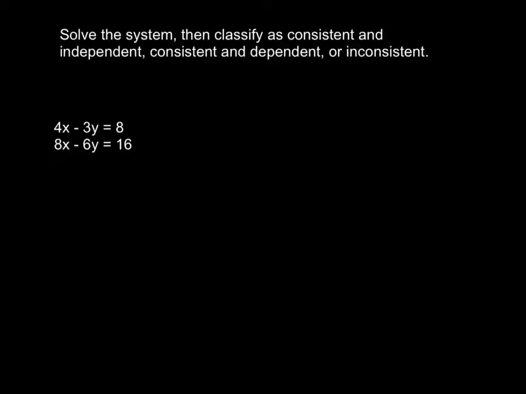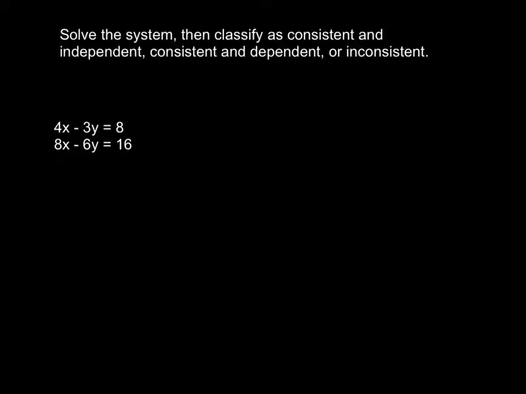And again, let's just go over what those are. So consistent and independent would be one intersection or one solution. Consistent and dependent would have infinitely many solutions. And inconsistent would have no intersections, therefore no solutions. So we have our system of equations here: 4x minus 3y equals 8, and 8x minus 6y equals 16.